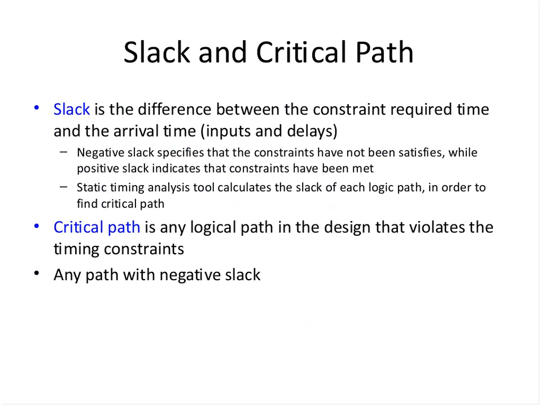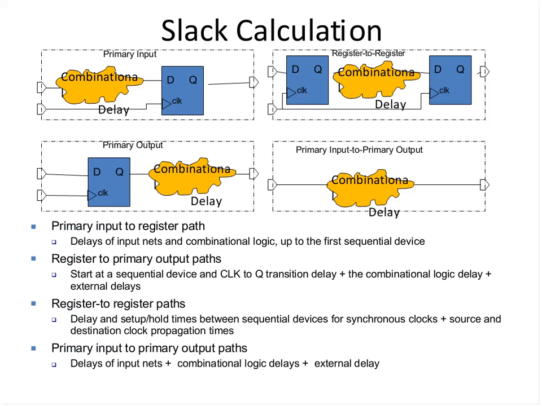We saw how DC handles critical paths. It will try to reduce the worst negative slack and the total negative slack on the critical paths. That is the idea of optimization. We have seen this. This slide just gives a summary of how we calculate slack.